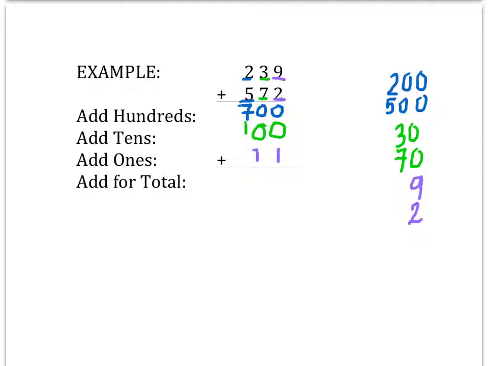Now that I have my partial sums, I'm going to add them up for my total sum. I do this by looking at the ones column. I have 0, 0, and 1, which equals 1. Look at your tens column. You have 0, 0, and 1, which equals 1. And look at your hundreds column, you have 7 plus 1, and I know that that's going to equal 8. So altogether, 239 plus 572 equals 811.